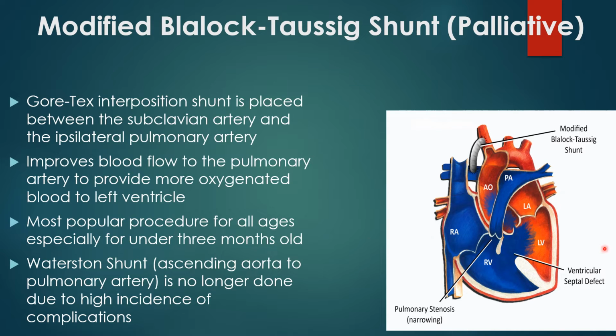But it improves blood flow to the pulmonary artery to provide more oxygenated blood over to the LV and improve things. It's a very popular procedure for all ages, especially under 3 months old, because basically this is something that can be taken down when you have a more definitive procedure. Some of the other shunts, the Waterston and the Potts, are just no longer done because this is a very resilient procedure. It just does affect a lot of your subsequent anesthesia monitoring.